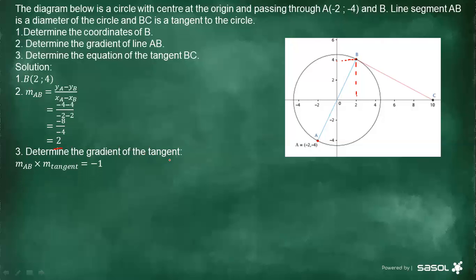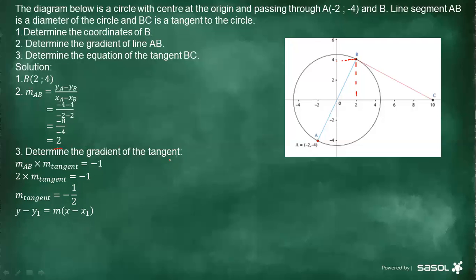Since line AB is perpendicular to BC, we know that the gradient of AB multiplied by the gradient of the tangent equals -1. Remember, we've determined the gradient of AB, which equals 2, so 2 multiplied by the gradient of the tangent equals -1. Then we divide both sides by 2, and the gradient of the tangent is -1/2. Now, since we've got the gradient, we write the standard equation.